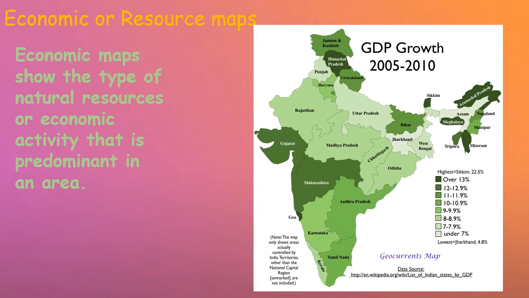Economic maps show us the type of natural resources or economic activity that is predominant in an area. That is the main natural resources that are available in a particular area or region. The economic activity shows how such natural resources contribute to the economic activity of that place.